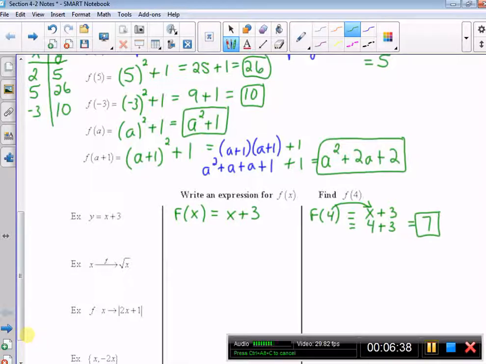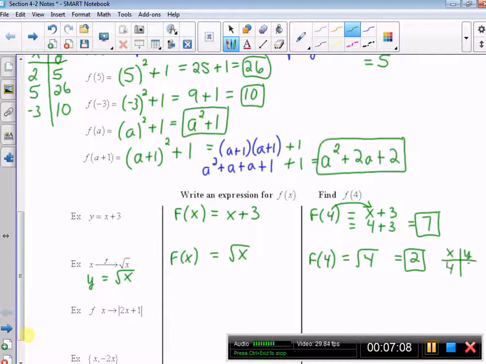Next one was like the one from up above. The image of x for the function is radical x. That means f of x equals radical x, or y equals radical x. Same thing. So f of 4 would be the square root of 4, which is 2. So if I was setting up an x and a y coordinate for this, it would be 4, 2. For f of x equals x plus 3, it'd be 4, 7. Okay?